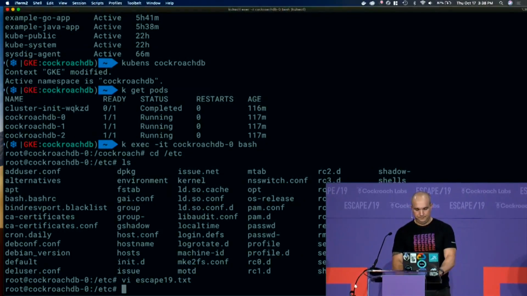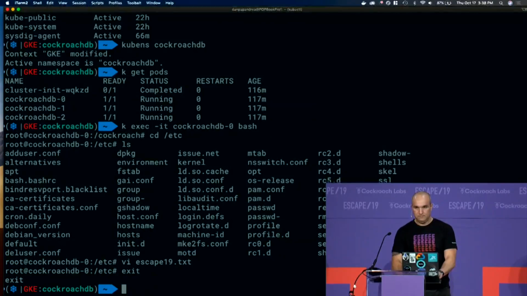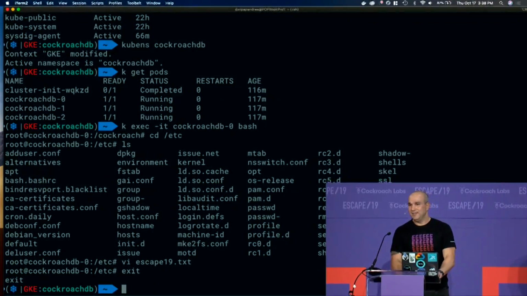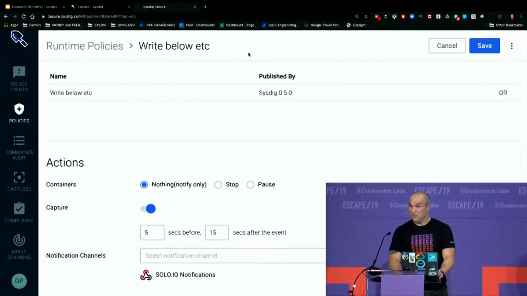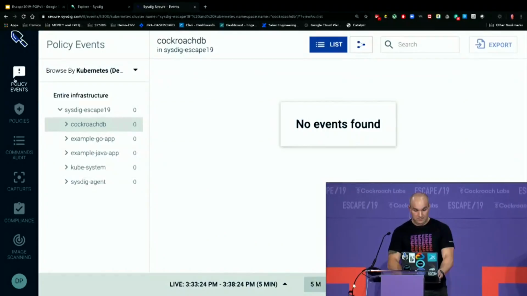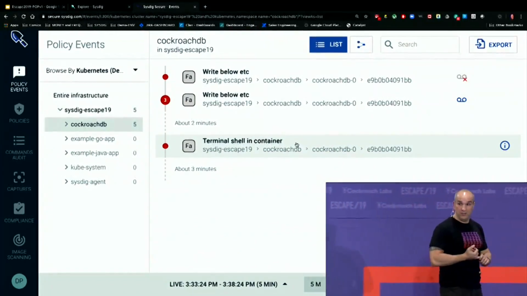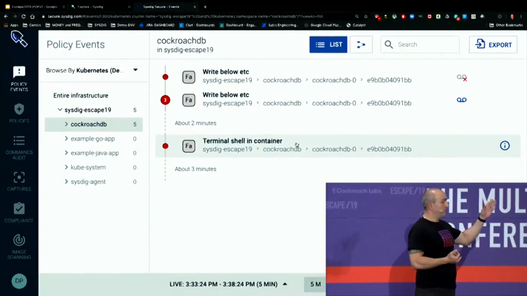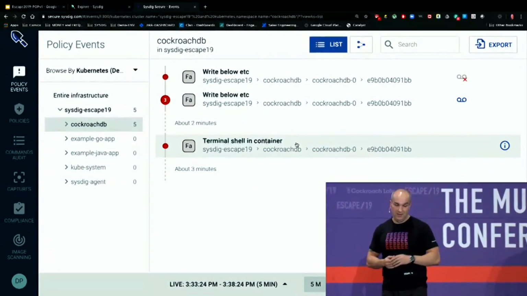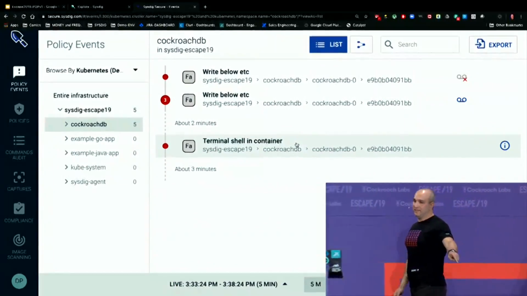Okay. And I'm going to exit. So again, remember I asked you guys, is that container secure? Image scanning, you're only 1/3 of the way there. We do it, but now, if I go here, what happened? It saw that I ran a terminal shell into the container, and look how quick that was. I wrote to /etc, but then it showed me the context that I was in.